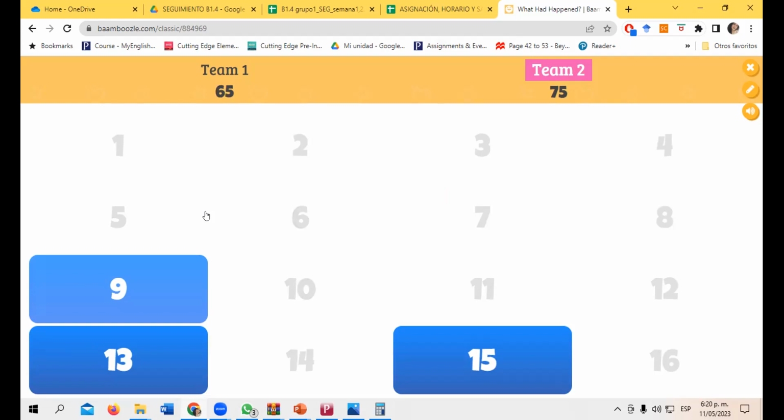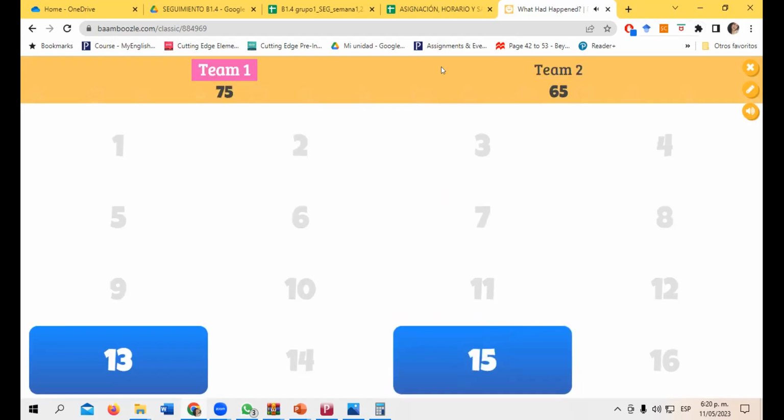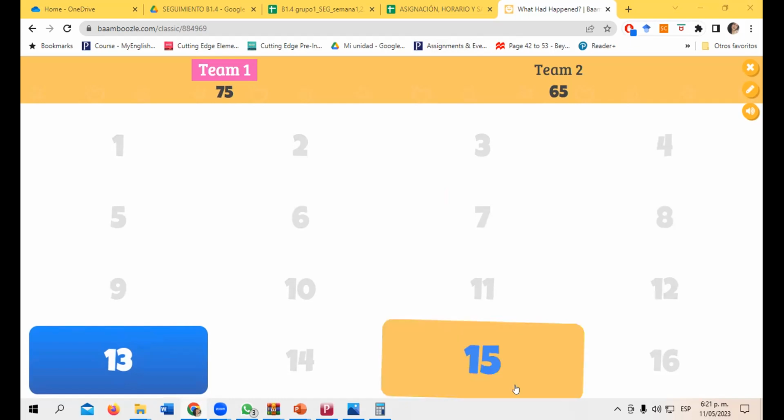Okay, team number 2. Lisette, yes? Yes, teacher. Okay, Natalia. Yes, teacher. 9. 9, okay. Oh, no. You swap points. Cambiamos los puntos. Okay, who hasn't participated yet? Which student? ¿Alguien no ha participado aún? Creo que ya todos. Okay, so let's start again with Andrés Corredor. The last question, Andrés. 13 or 15?